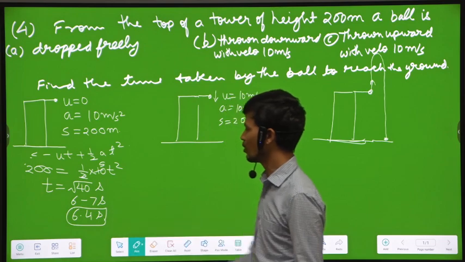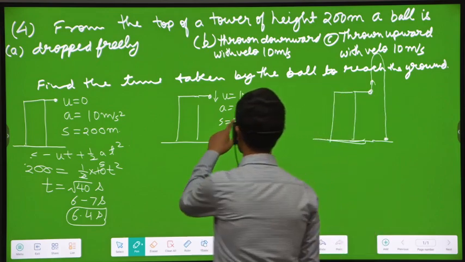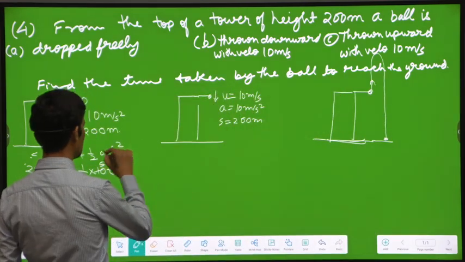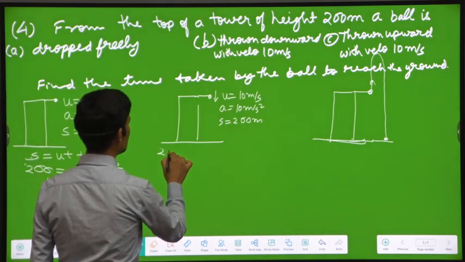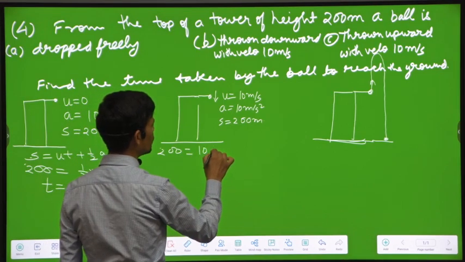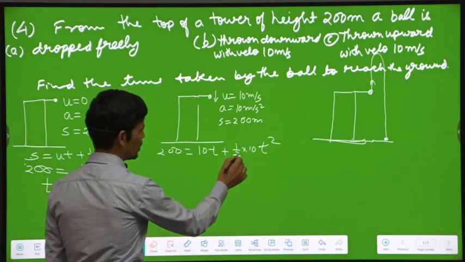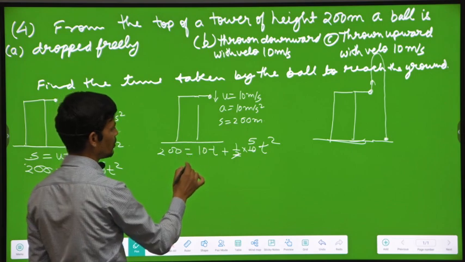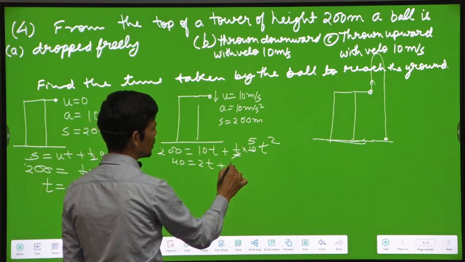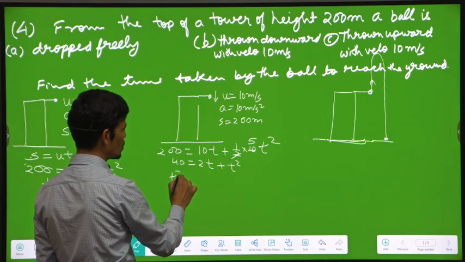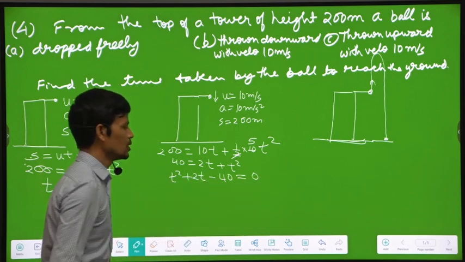We'll check it out later on. Let's come to this. Again the same thing, this equation of motion will be applied. So 200 is equal to ut, means 10t plus half, and that is 5, and if we divide the equation by 5 it will be 40 equal to 2t plus t square. So t square plus 2t minus 40 equal to 0.